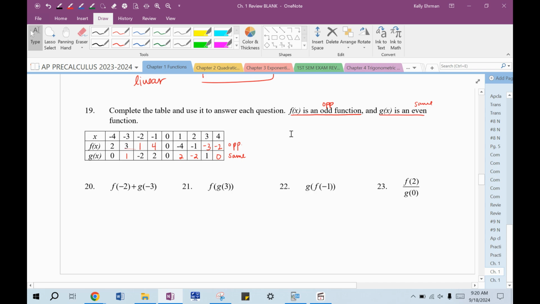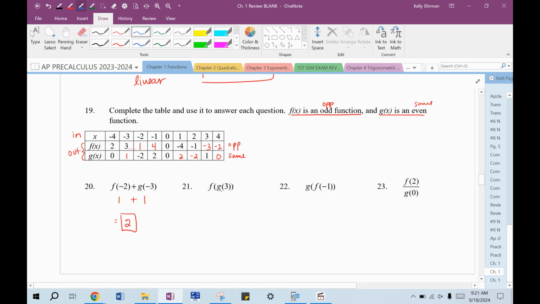All right, once you have this filled in, you're evaluating stuff. So f of negative 2 plus g of negative 3. Remember, these are inputs, and these are outputs. When I put in negative 2, I get out 1. And when I put in negative 3 to g, I get out 1. So 1 plus 1 is 2. It's not the computation that's hard. It's finding the correct value in the table.